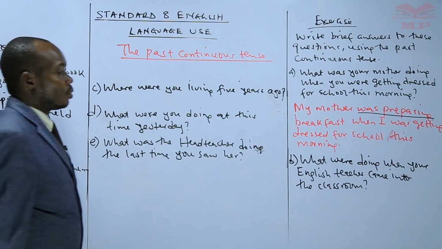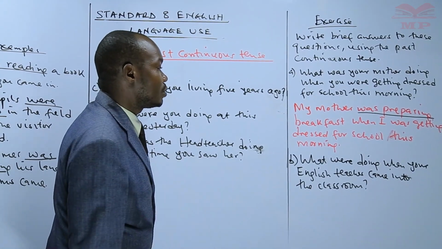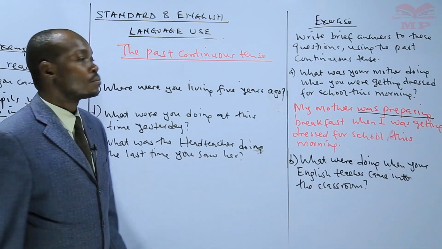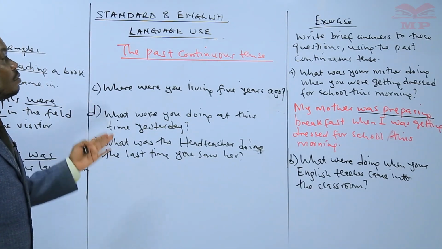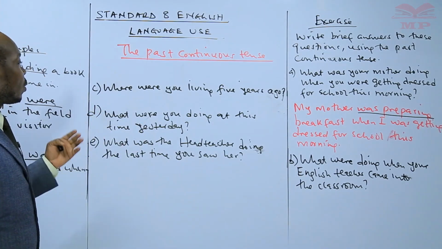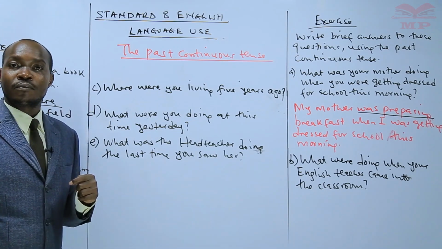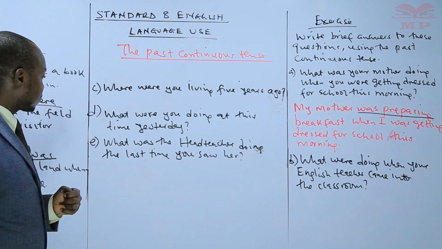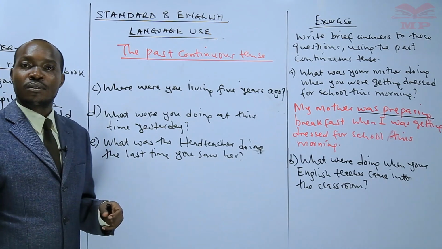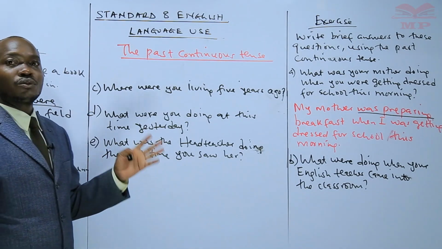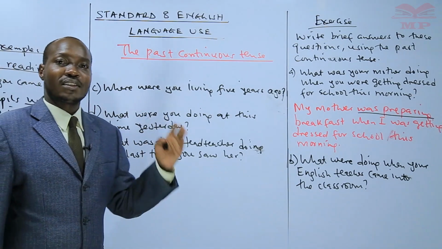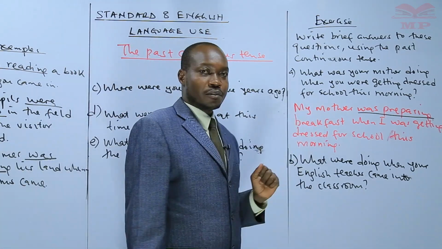Number 2, what were you doing when your English teacher came into the classroom? Number 3, where were you living 5 years ago? Number 4, what were you doing at this time yesterday? Number 5, what was the head teacher doing the last time you saw her? So please try and give answers to these questions using the past continuous tense as I've shown in this example.